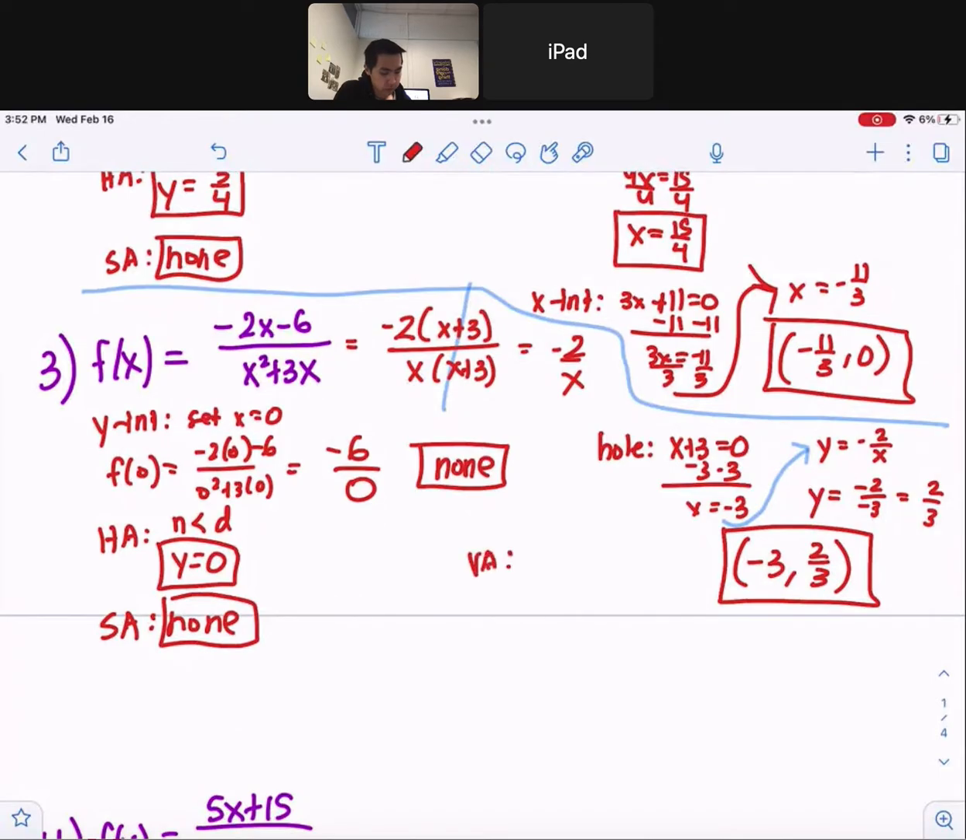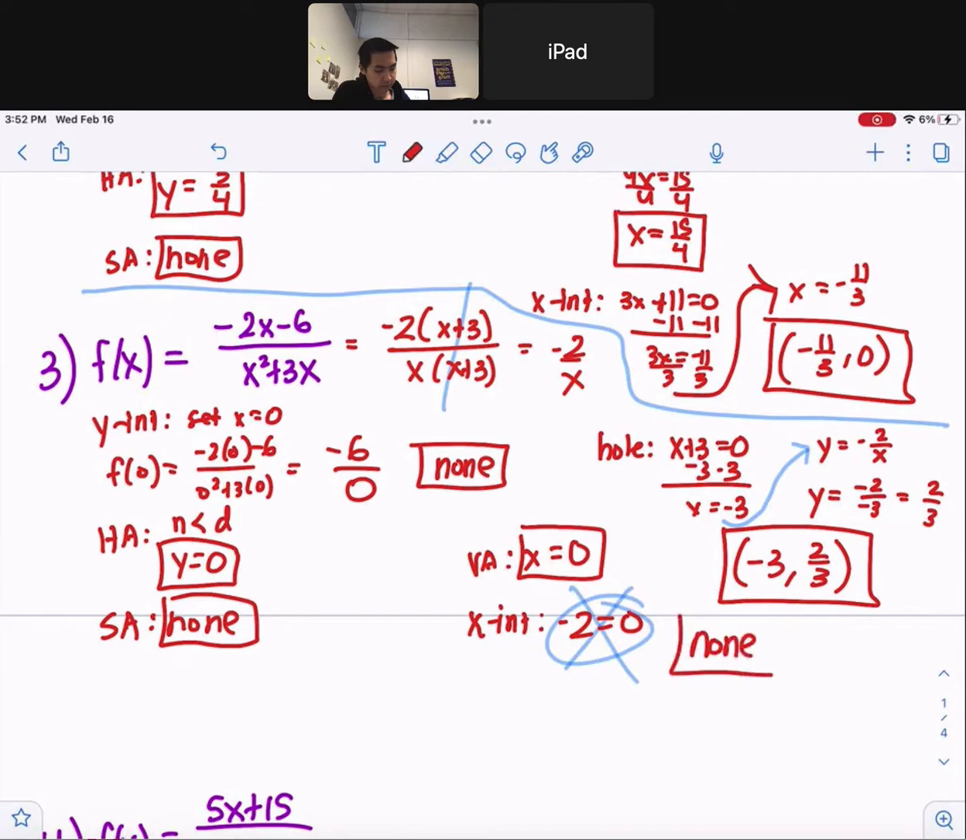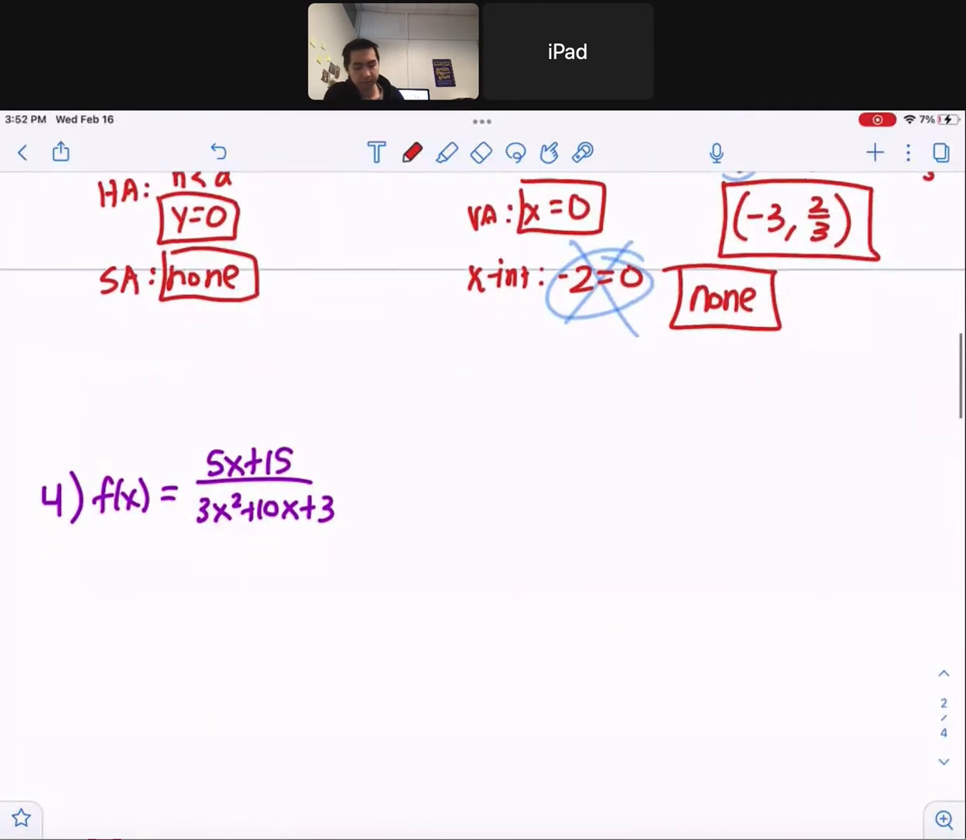Vertical asymptote, set the denominator equal to 0. So x equals 0 is going to be our vertical asymptote. And for the x-intercept, set the numerator equal to 0. So that means that is impossible. So the x-intercept is none. So that's number 3.